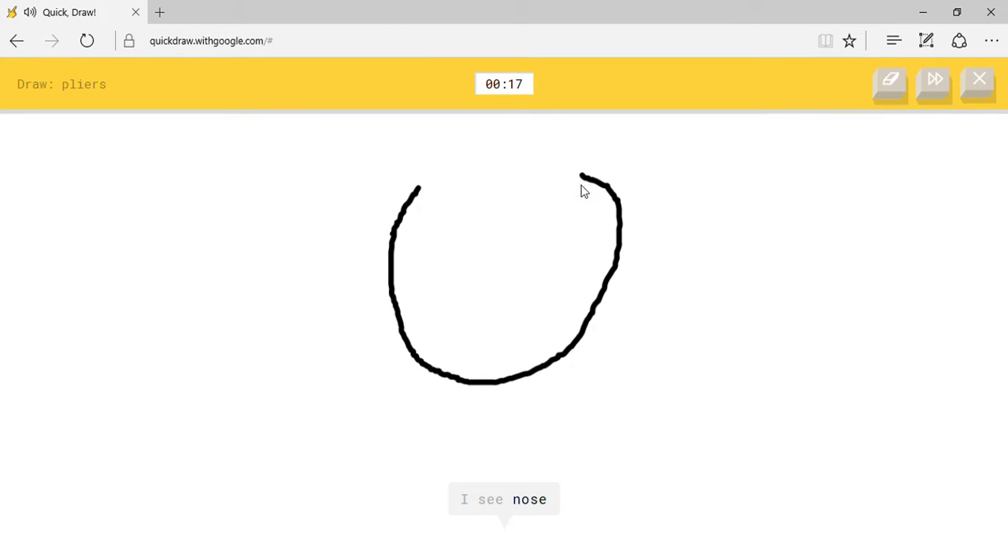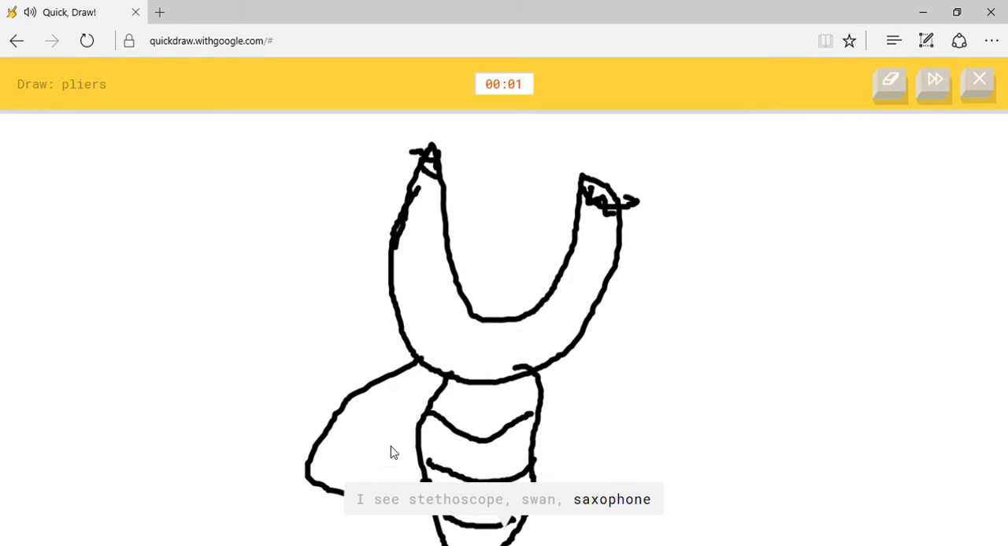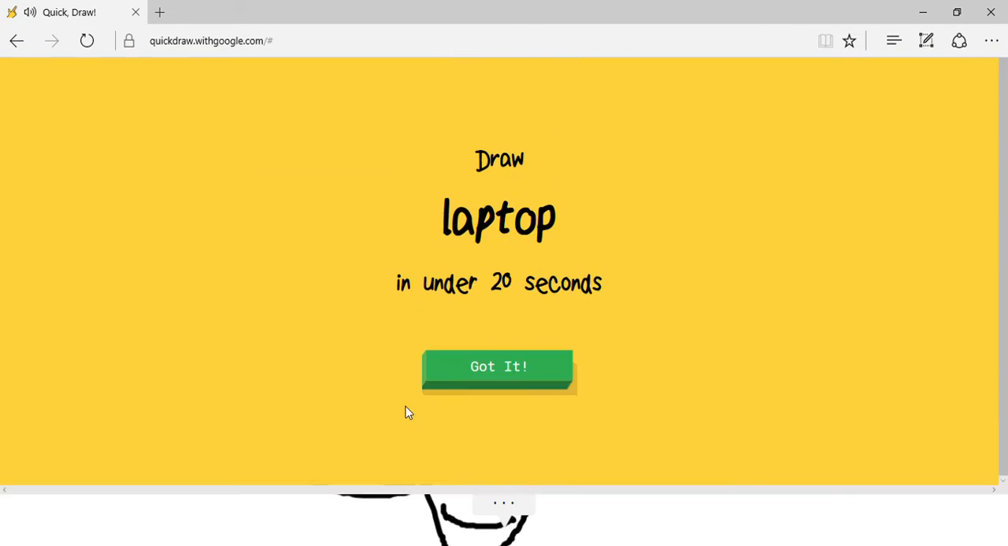Pliers. I see nose, or boomerang, or snorkel, or ice cream, or cake. Or wine glass. Or flamingo. I see stethoscope, or swan, or saxophone. Sorry, I couldn't guess it.